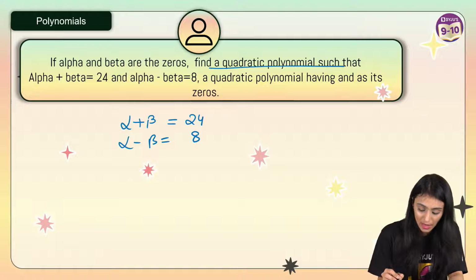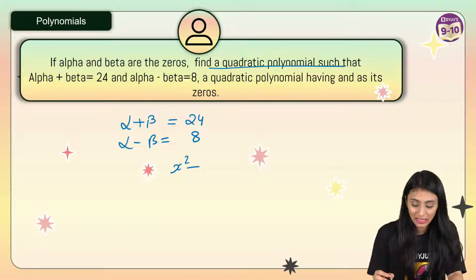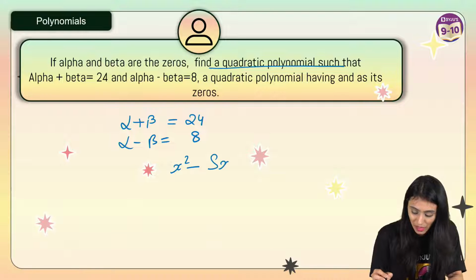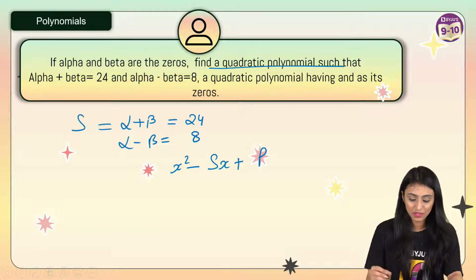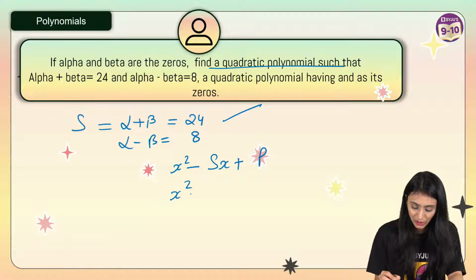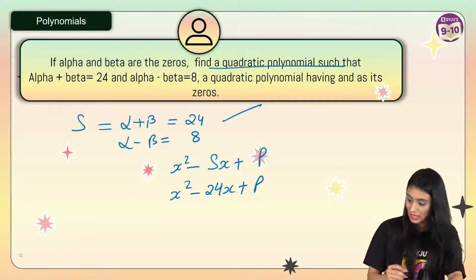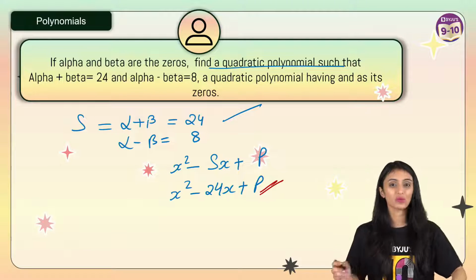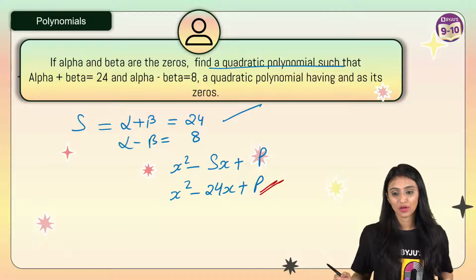How do you frame a quadratic polynomial? So that's basically x square minus sum of zeros times x plus product of zeros. What is the sum of zeros here? That is given, right? Sum of zeros is 24. I can simply put it here, 24x, but I don't know what the product of zeros is, right? I don't know what the product of zeros is. That I need to find out. How are we going to find out the product of zeros?